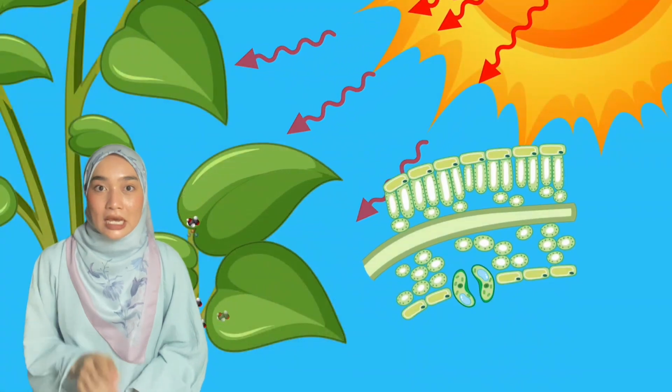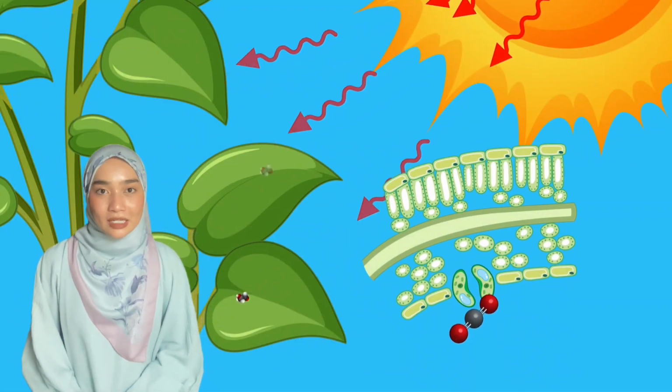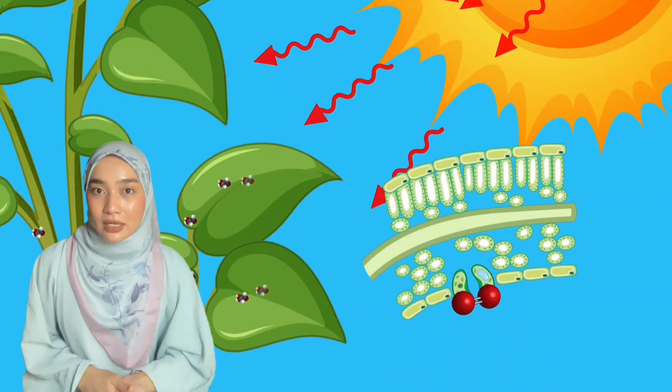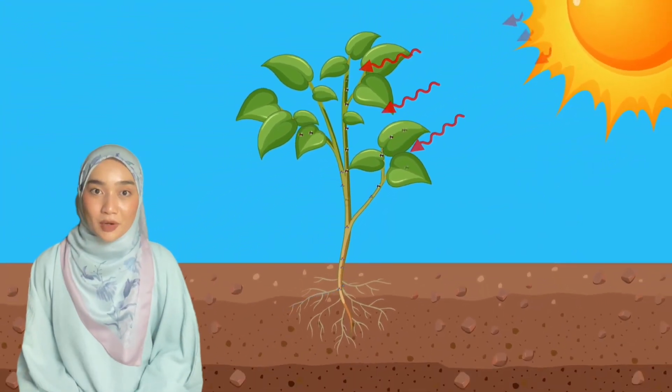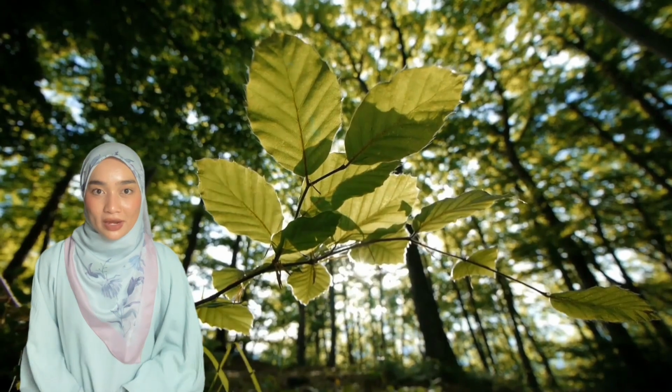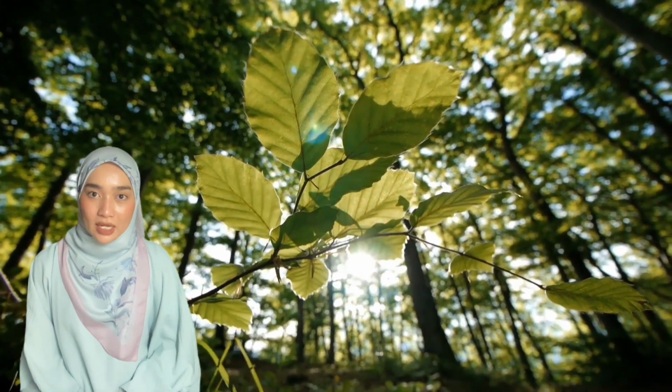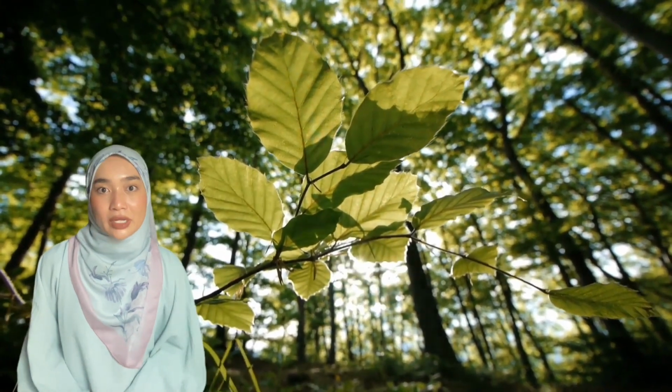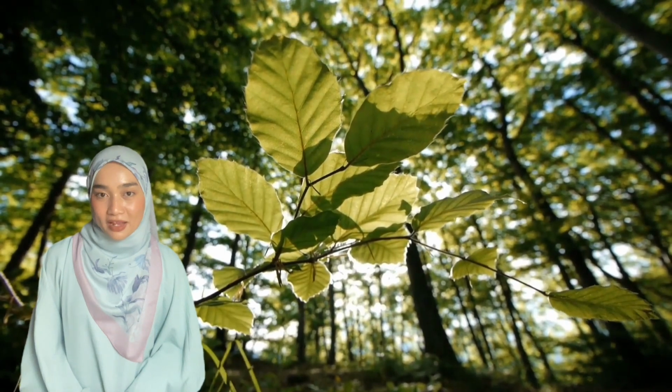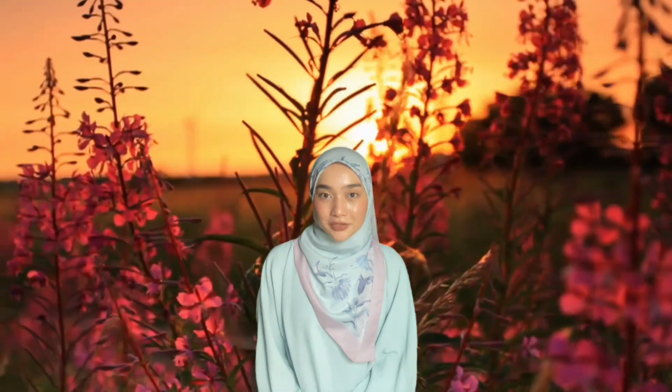In conclusion, transpiration is a vital process that ensures the proper functioning and survival of plants. By understanding the main organ for transpiration and the environmental factors influencing its rate, we gain insight into the intricate mechanism of plant physiology.